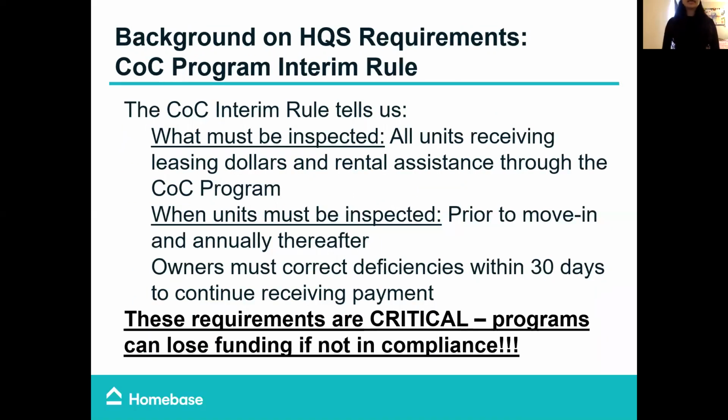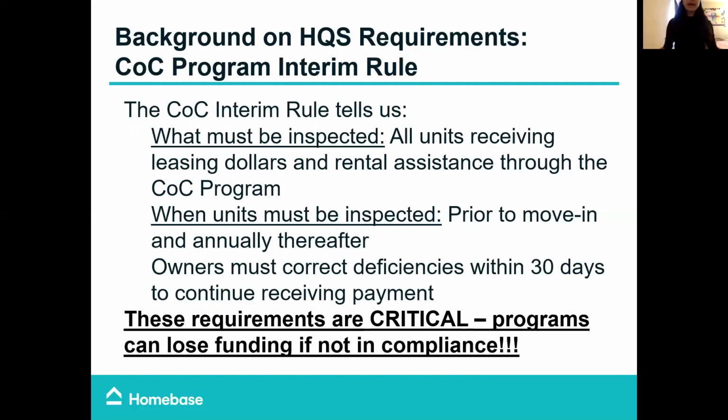So the CoC interim rule requires HQS inspections of all units receiving leasing dollars and rental assistance through the CoC program. Subsidies won't be paid for housing that fails HQS unless the deficiencies are corrected within 30 days and those corrections are verified by the program. Programs can lose funding if monitored and found to not be in compliance.